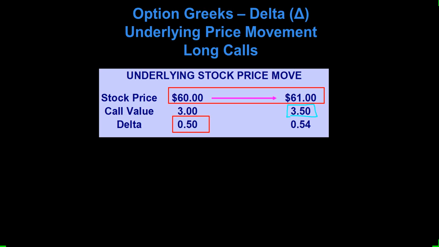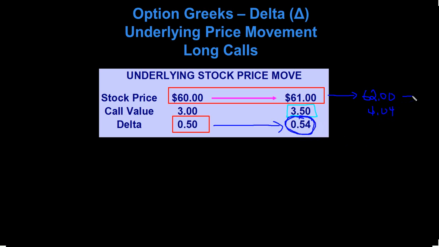But one thing I do want you to pay particular attention to is this transition right here. As we moved up $1, now look at delta. It's at 54. Now let's extend this out. I didn't do it on this graph, but let's say now the stock moves up to 62. If the stock moves up to 62, this option contract is going to be worth what? Well, it's going to be worth $4.04, right? Because now it's actually increased by 54 cents.